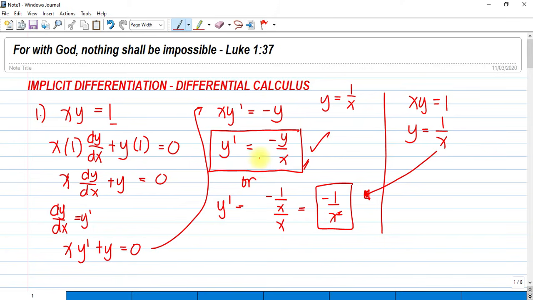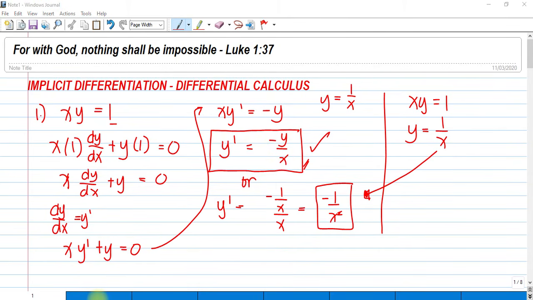But most of the time when we are solving implicit differentiation, this y is not converted back into the original equation, because sometimes y is hard to express in our equation. So they leave it as it is. So this could be our answer.